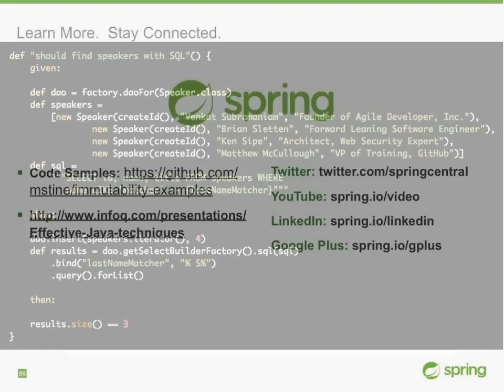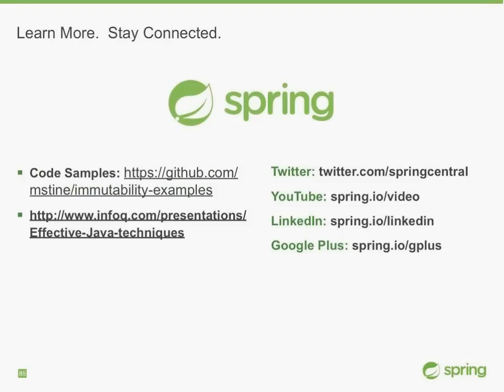So that's all of the content that I brought this morning. You can get to all of the code samples for this presentation at github.com/mstine/immutability examples. And the only requirement there is that you build and run those with Gradle. And if you wanted to check out an example of the Effective Java Reloaded presentation itself, I also embedded the URL for that, infoq.com/presentations/effective Java techniques. And so with that, I'll hand it back over.